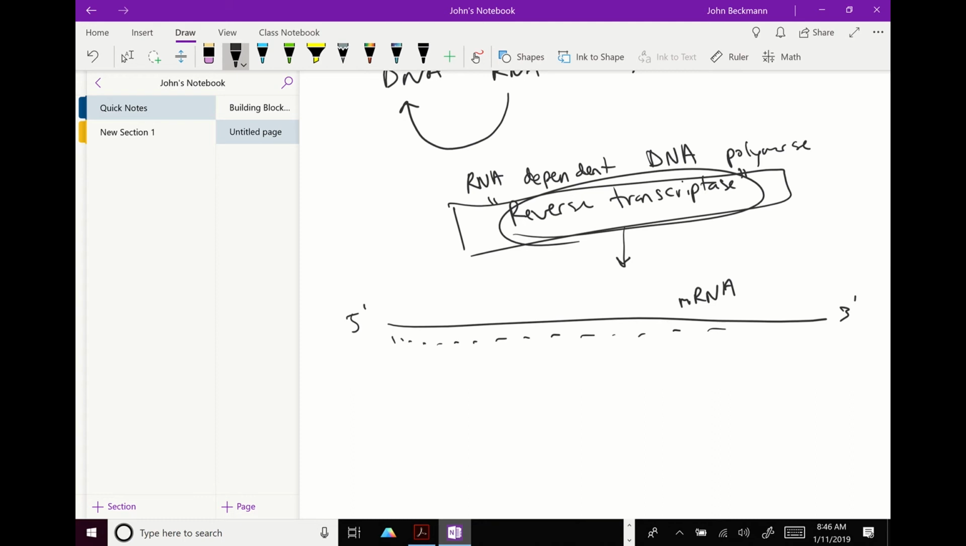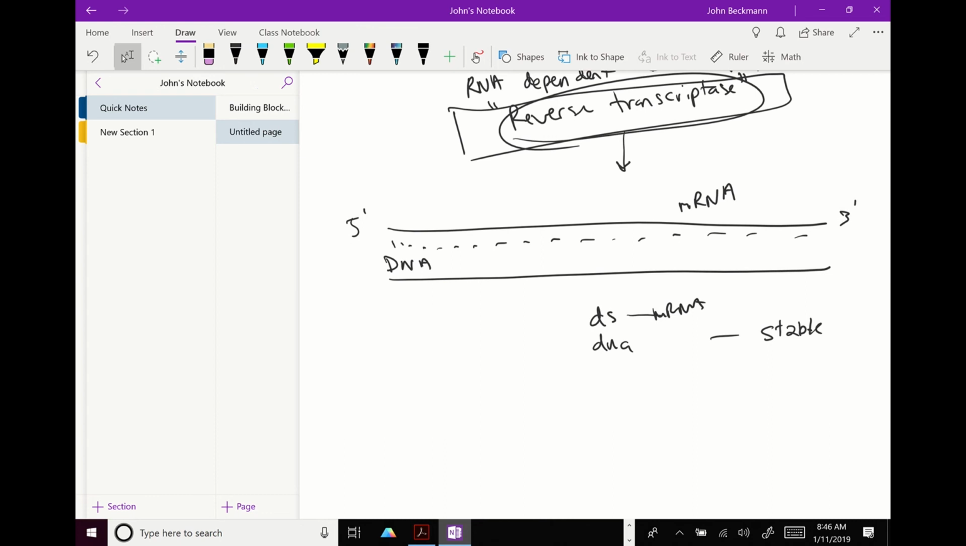And it writes it with a matching DNA molecule. Now it's double-stranded. One strand is messenger RNA, and the other strand is DNA. Now it's more stable. Then you can actually use this as a PCR product.